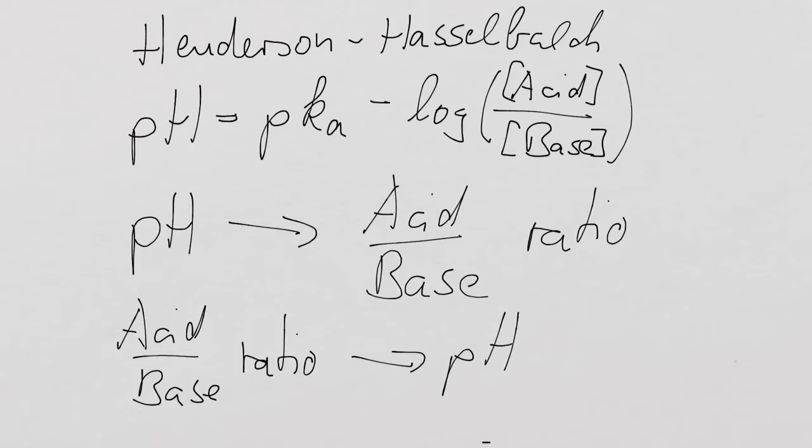So, in other words, by messing around with this acid-to-base ratio, we can establish a certain pH in a solution. And this is very often quite useful because for certain reactions, we want to have a fixed pH. We want to have a fixed proton concentration.